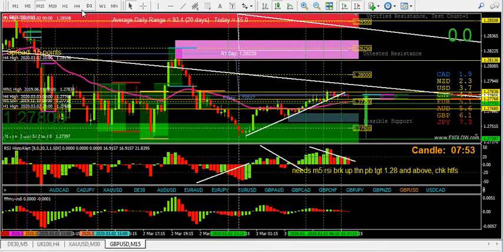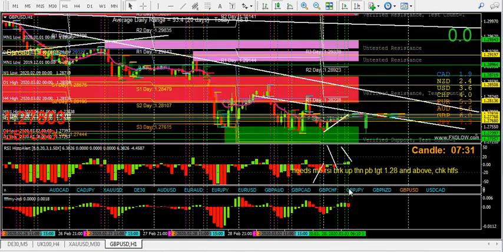So M15, well, all that's telling me is that we're in retracement to the short side for a possible long that I'm looking for, because of the higher time frames. And remember, the higher time frames always lead the way.